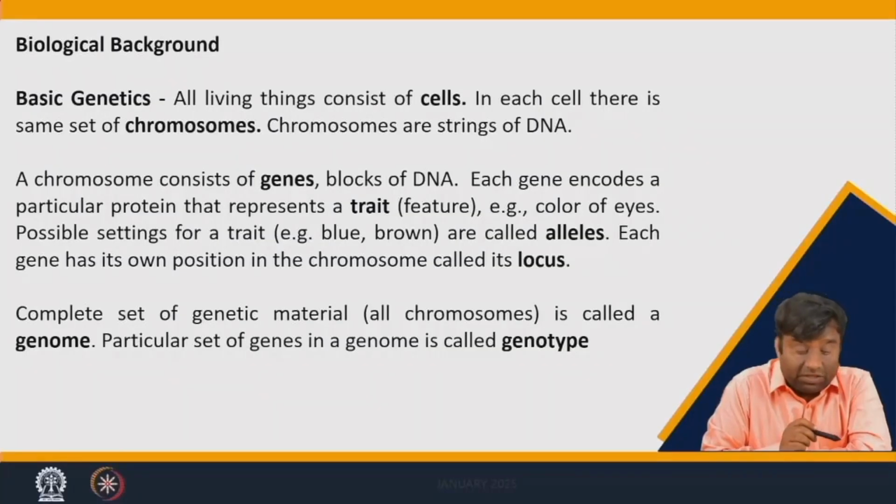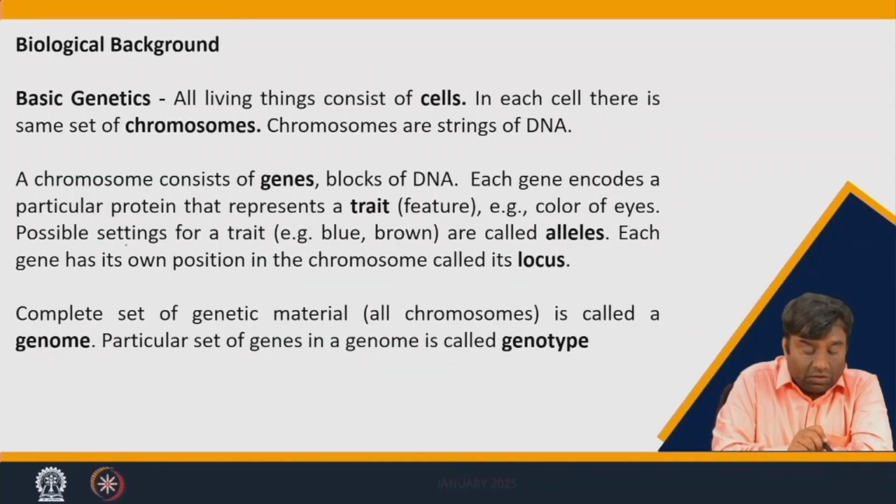Let's have a look at the biological background. Basic genetics: all living things consist of cells, as you know. In each cell, there is the same set of chromosomes. Chromosomes are strings of DNA. A chromosome consists of genes, that is, blocks of DNA. Each gene encodes a particular protein that represents a feature, that is, a trait, for example, color of eyes.